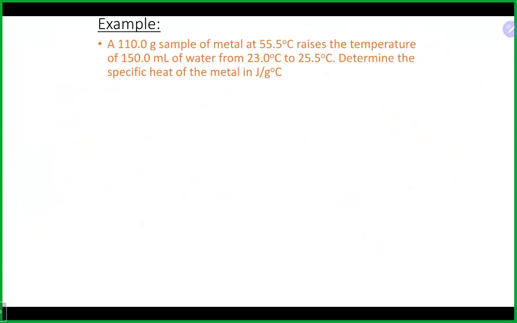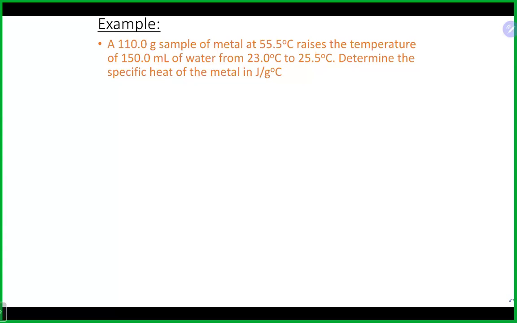You've got a 110 gram sample of a metal at 55.5 degrees Celsius. It raises 150 milliliters of water from 23 degrees to 25.5 degrees Celsius. What is the specific heat capacity of the metal? So take a few moments there and work it out, see what you get. Okay, let's take a look.